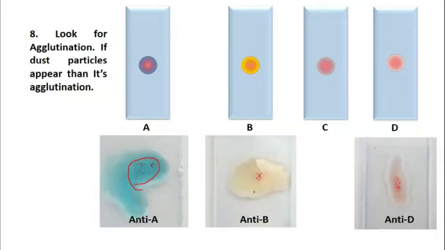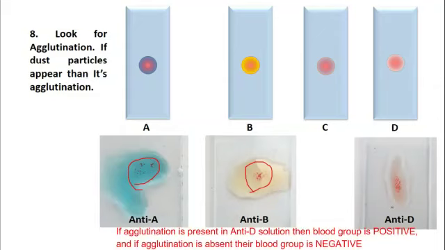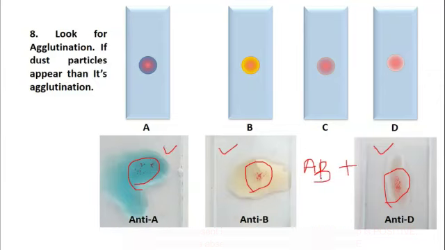Now if you find these dust-like particles in anti-sera B solution, then there is also the presence of an agglutination reaction in this solution. And if you also find these dust-like particles in anti-sera D solution, then there is also the presence of agglutination. Now there are 3 different types of agglutinogen present: agglutinogen A, agglutinogen B and Rh agglutinogen. So the blood group will be AB positive because all 3 agglutinogens are present.